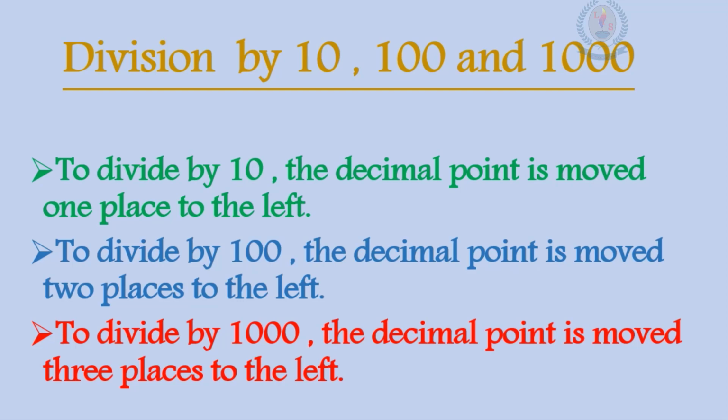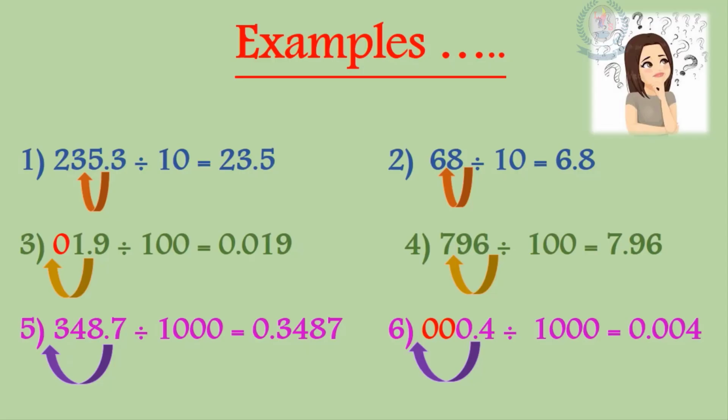So if we have to divide by 100, we have to take the decimal place to left hand side by 2 digits. If we have to divide by 1000, we have to take the decimal place to left hand side by 3 digits. Now look at these examples.